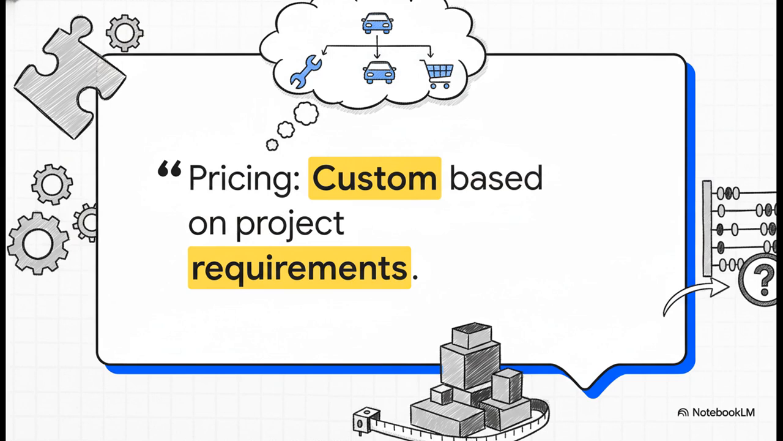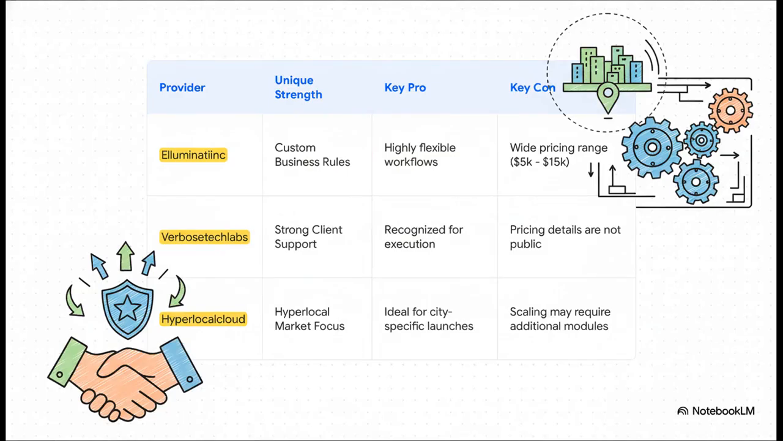And right away, you'll notice a huge difference in how they handle pricing. There's no fixed number on a website. Instead, the cost is totally custom based on what your project actually needs. Now, the good news is you're not paying for a bunch of features you'll never use. The flip side, though, is that the final price tag really depends on just how big and unique your vision is. Okay, this table is super important for figuring out which of these specialists is right for you.